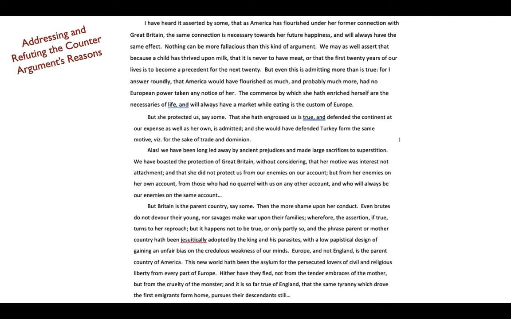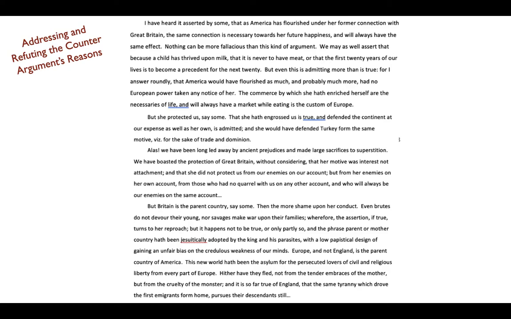But Britain is the parent country, say some. Then the more shame upon our conduct. Even brutes do not devour their young, nor savages make war upon their families. Wherefore the assertion if true turns to her reproach, but it happens not to be true, or only partly so, and the phrase parent or mother country hath been Jesuitically adopted by the king and his parasites, with a low papistical design of gaining an unfair bias on the credulous weakness of our minds. Europe, and not England, is the parent country of America.